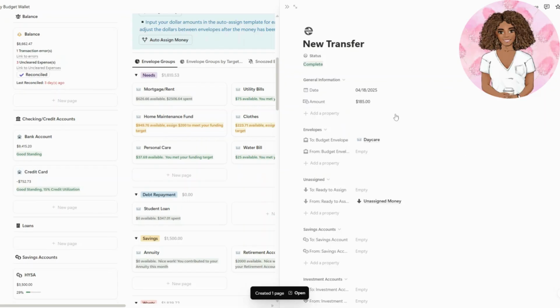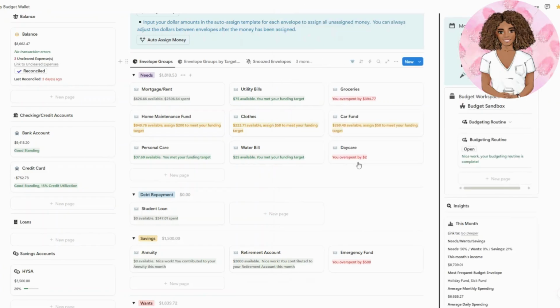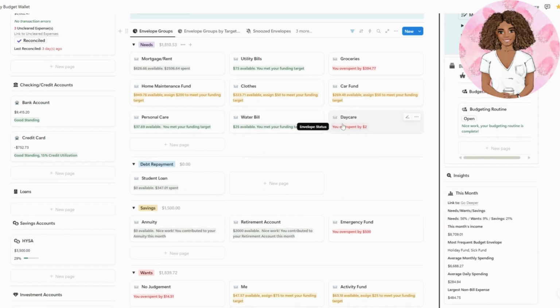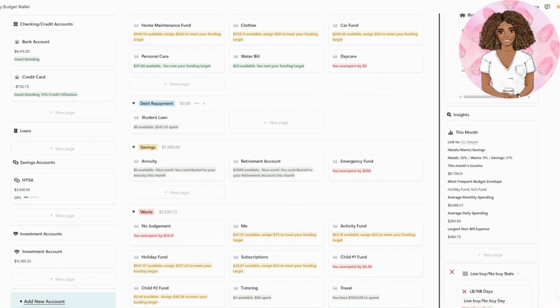I am $2 shy of what I'm supposed to have in here. But I got overcharged by the daycare. So I'm going to leave it like this. And then when I get a credit to my account, I'll put the $2 in here. But I'm not going to assign more than I know I'm supposed to be paying for the daycare.